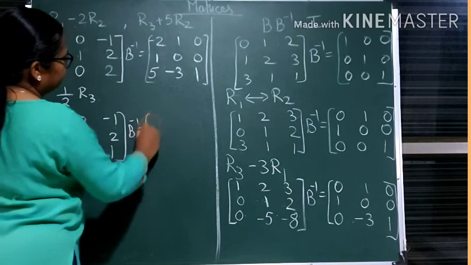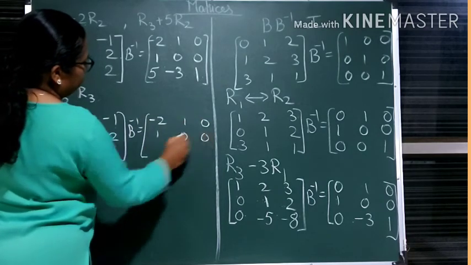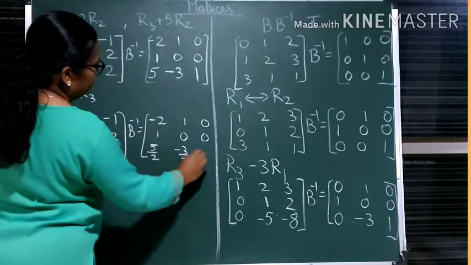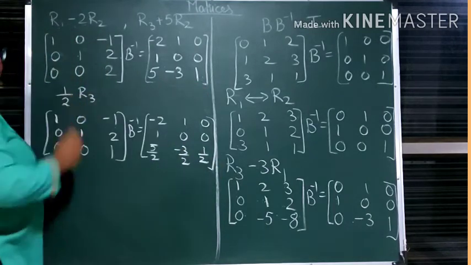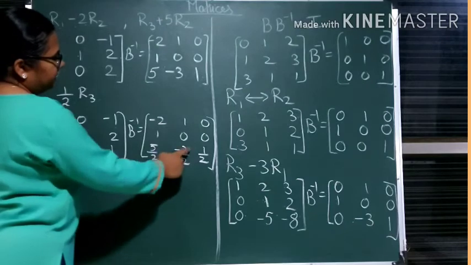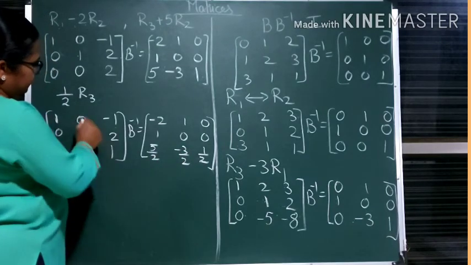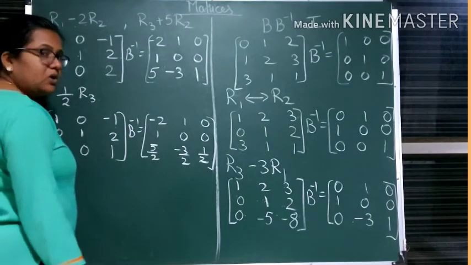Into B inverse equal to minus 2, 1, 0. 1, 0, 0. This becomes 5 by 2, minus 3 by 2, and 1 by 2. Because all three elements will get multiplied by 1 by 2. So these elements will become 5 by 2, minus 3 by 2 and 1 by 2. Now all these elements have got converted. Now only these two elements are remaining to convert it to 0.